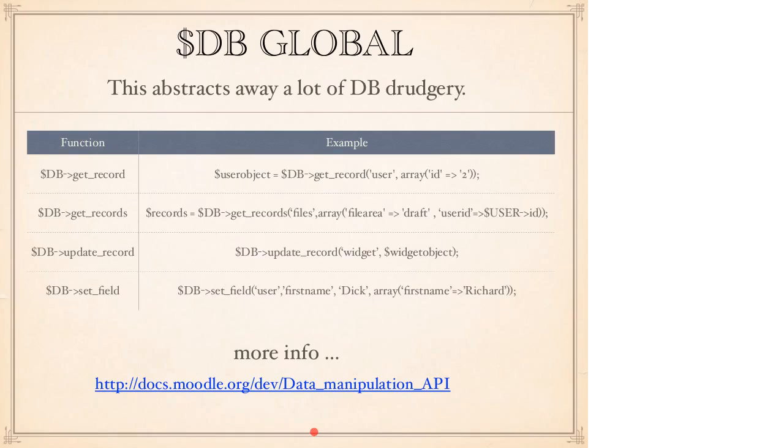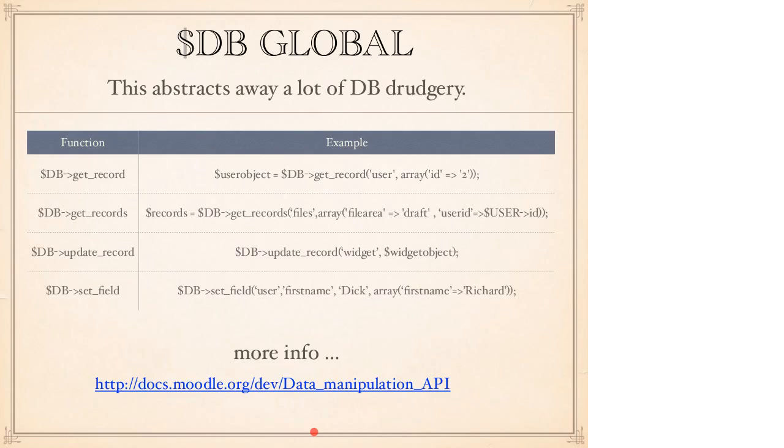And then the next one below that, I've got get_records. The interesting thing to note here is that this will return multiple records, and it does the same thing. It accesses the files table in this case, and then the conditions. The file area field of that table must equal draft, and the user ID must equal what I put there, which is the global user object and ID. So here you can see I've used the global user object, and that will get the currently logged in user, the user who is doing all this. It will get their user ID and put it in there. So you'll often see database calls that look like that.